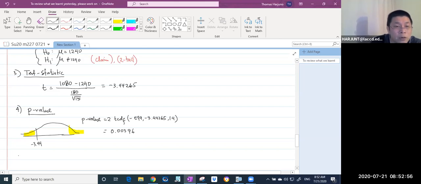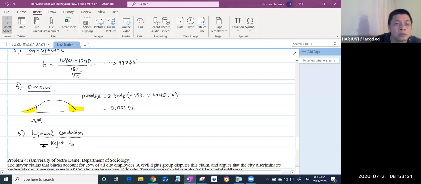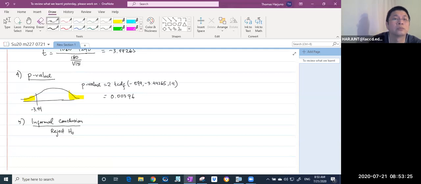And therefore, in our step 5 informal conclusion, we'll reject the null hypothesis. Again, reject null hypothesis. Seems like we keep on rejecting the null hypothesis. And then step 6, conclusion.